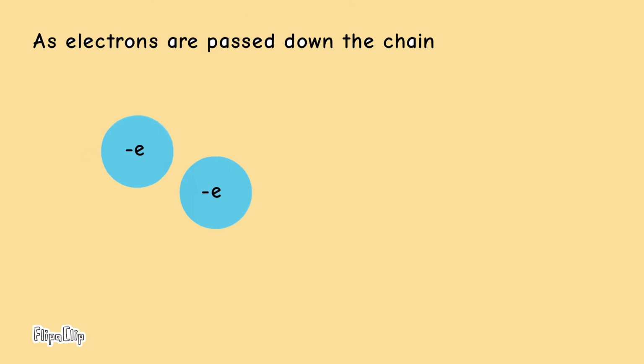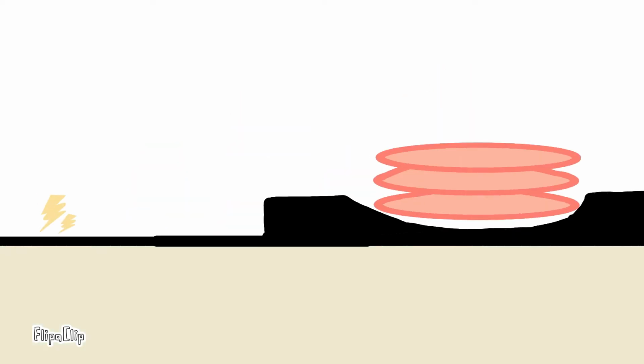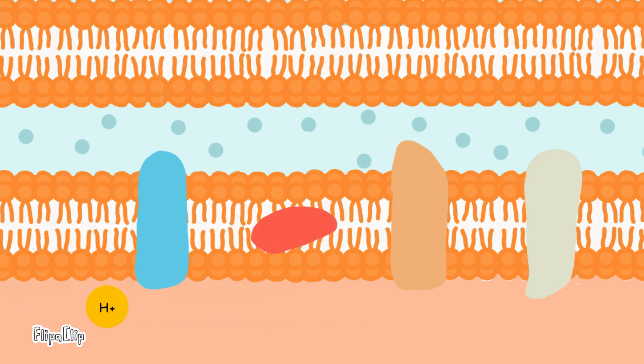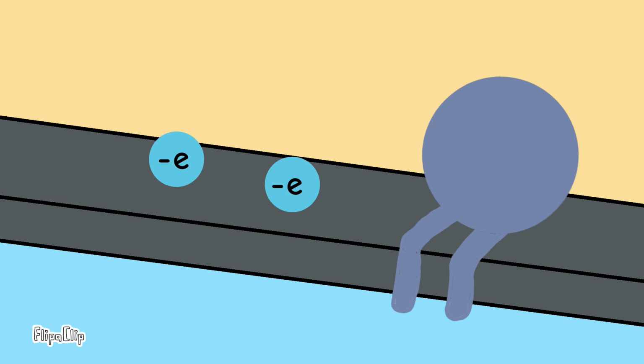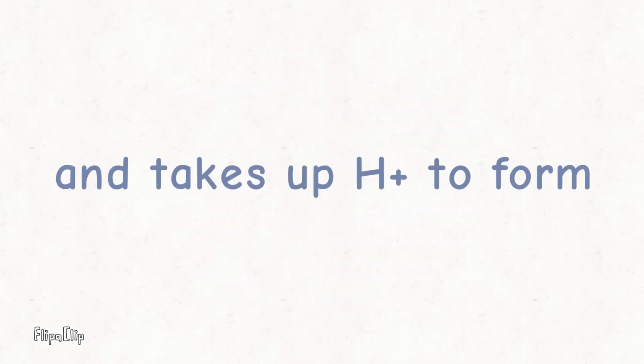As electrons are passed down the chain, they move from a higher to a lower energy level, releasing energy. Some of the energy is used to pump H+ ions, moving them out of the matrix and into the intermembrane space. This pumping establishes an electrochemical gradient. Splitting of oxygen to form water: at the end of the electron transport chain, electrons are transferred to molecular oxygen, which splits in half and takes up H+ to form water.